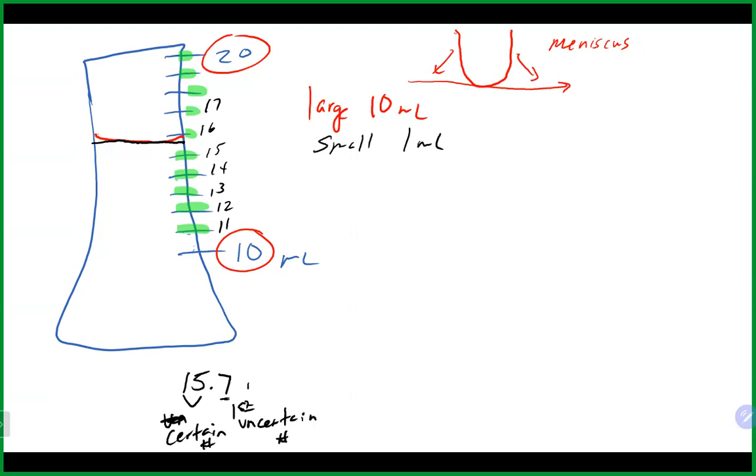And I should obviously put milliliters here. That would mean this number has how many significant figures? 3 significant figures. The uncertain number here is the 7. So maybe it is like 15.8, 15.6, but it's somewhere in that ballpark as we could read it.